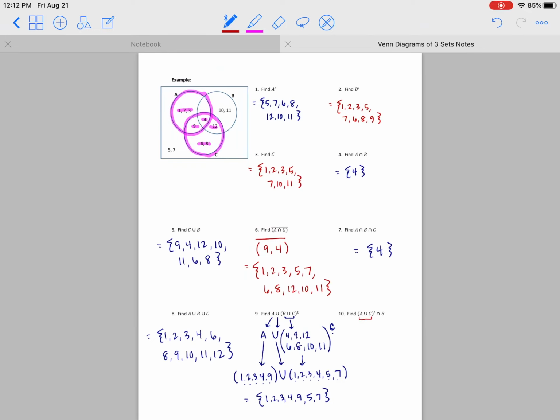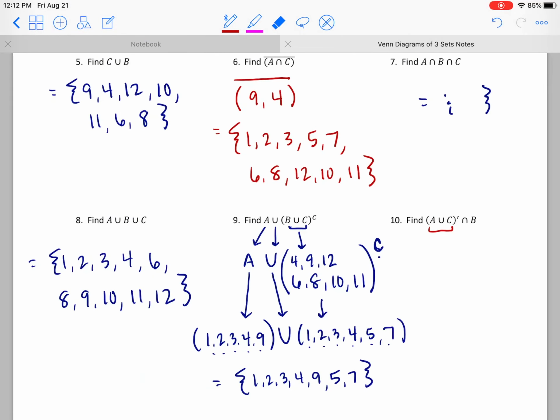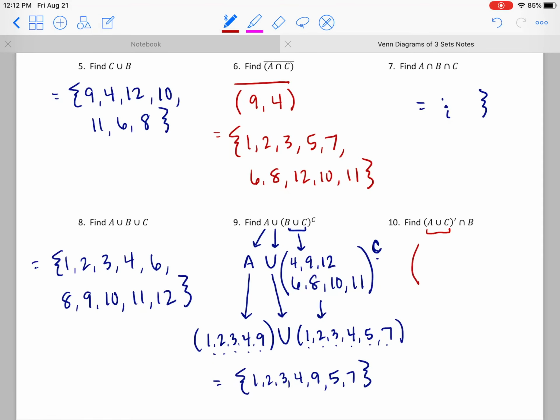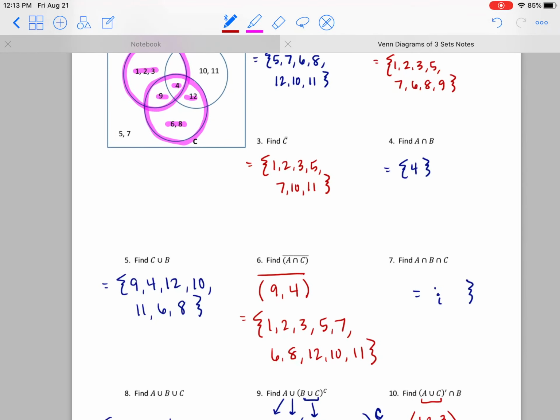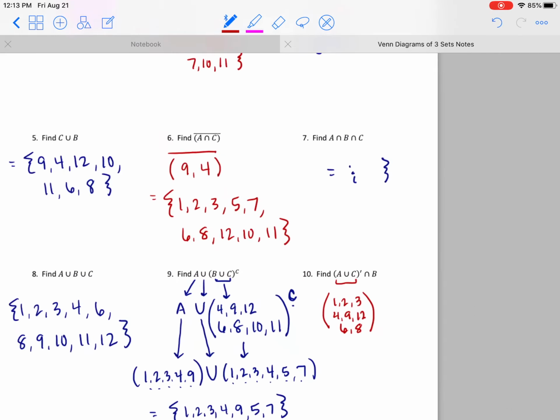1, 2, 3, 4, 9, 12, 6, and 8. Let me just double check. 1, 2, 3, 4, 9, 12, 6, 8. Good. Okay. So that's the union for those two.